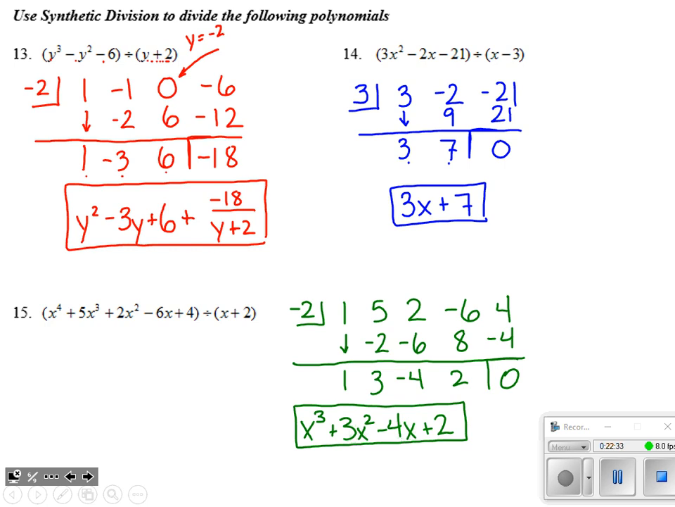All right, and what I see typically is a lot of students will go through the procedure just fine, but they don't know how to take those numbers that show up in the bottom of synthetic, these numbers right here, and put them into an answer. So be sure we know how to finish the problem off for those.